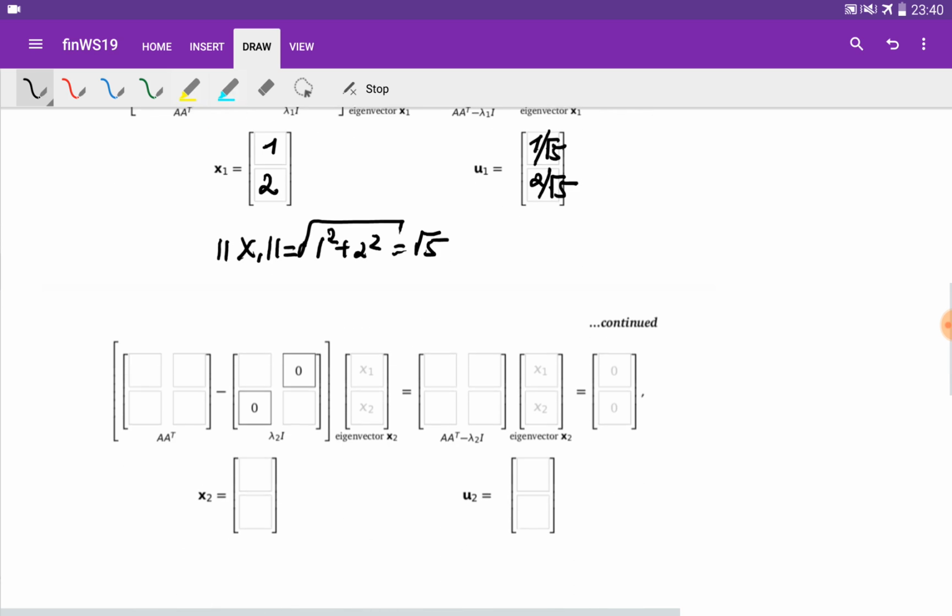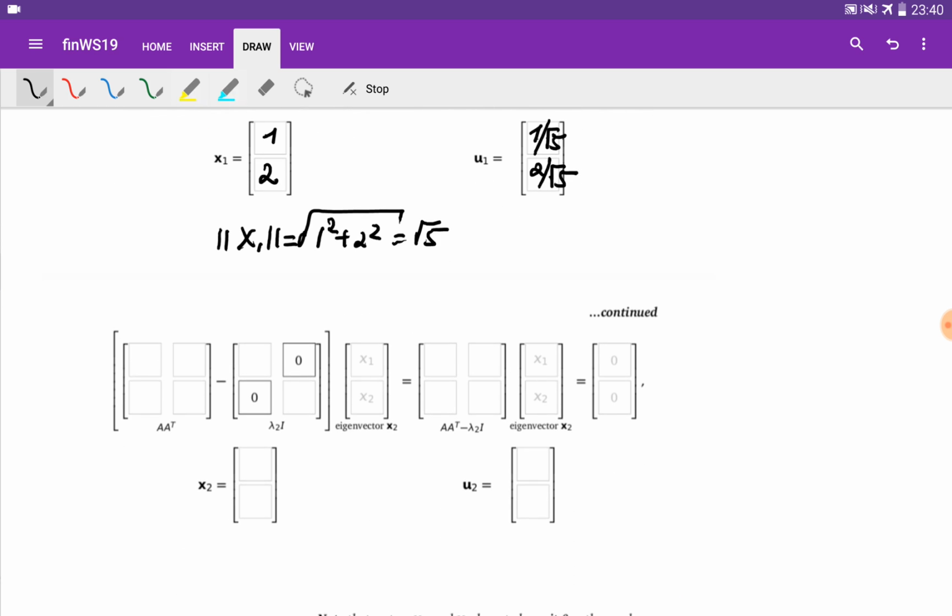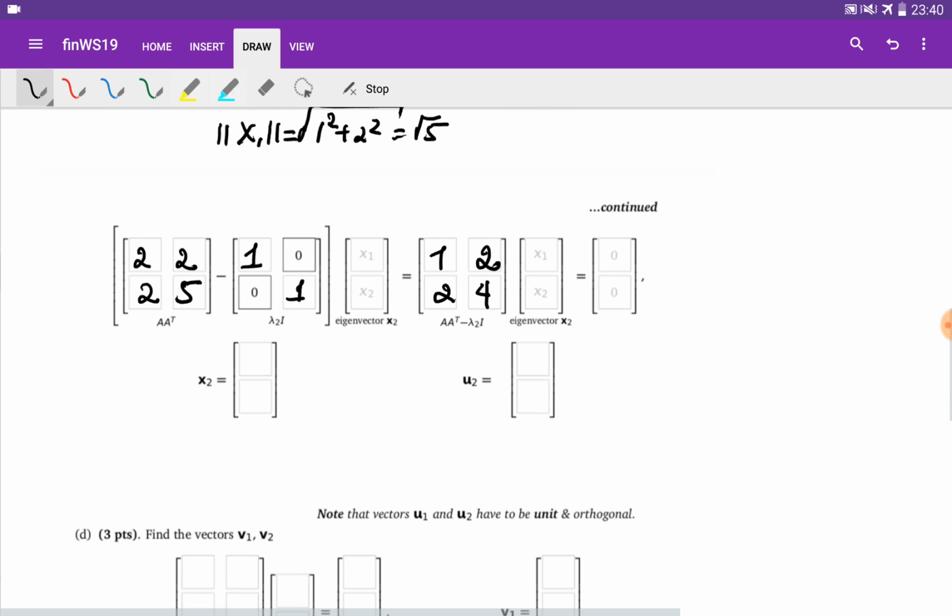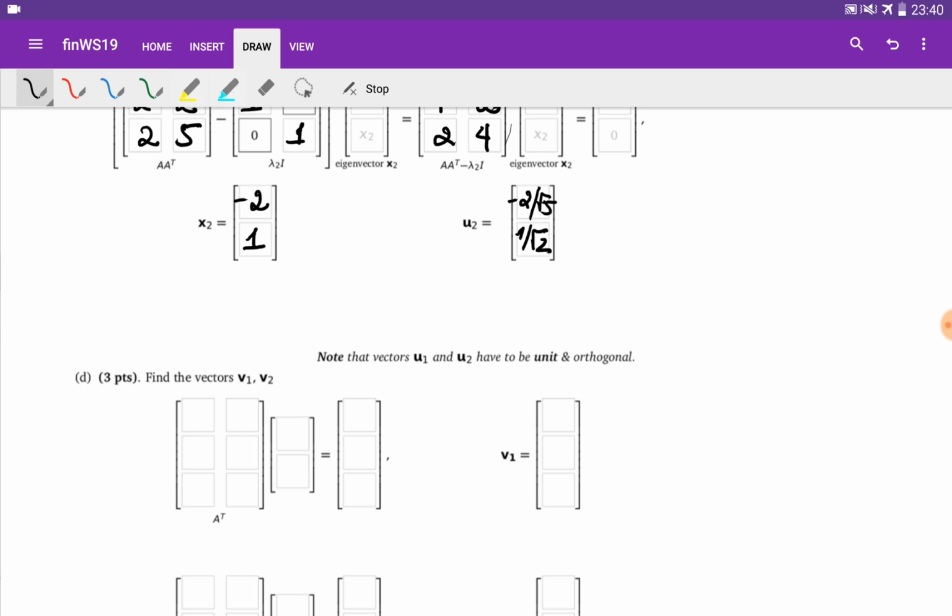In order to find the second eigenvector, we are going to subtract lambda 2, which is 1, multiplied by the identity from AA transpose, which is [2, 2; 2, 5]. If you subtract 1 from its diagonal entries, it's going to be [1, 2; 2, 4]. So we are going to multiply the first column by minus 2, the second column by 1, and add them in order to get 0 and 0. If we normalize it, it's going to be minus 2 over square root of 5 and 1 over square root of 5.